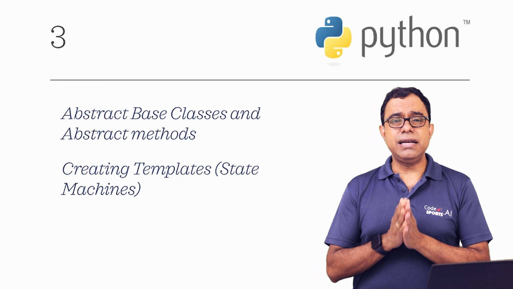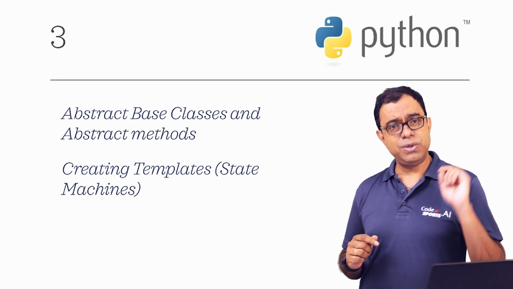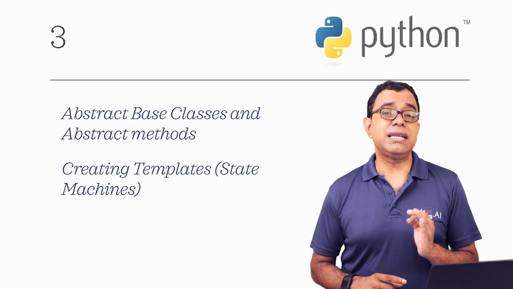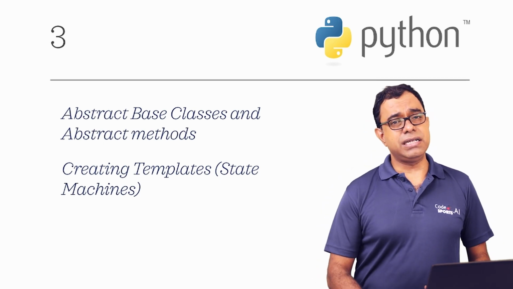And if you are writing any production-grade Python code today, you need ABC, which is abstract base classes and abstract methods.